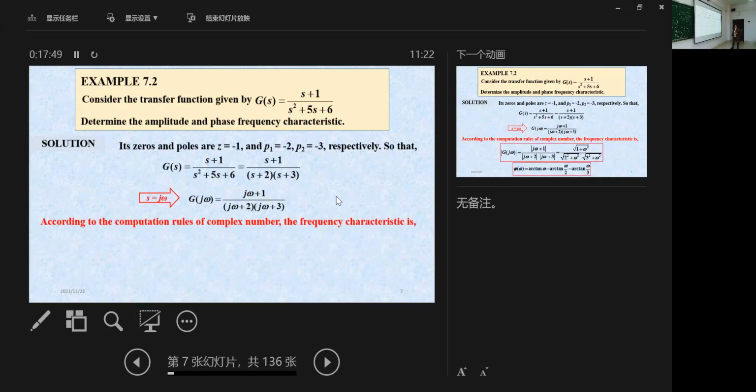According to the computation rules of complex numbers, you learn this complex number. Have you ever learned this? High school. Okay, we told you to try.